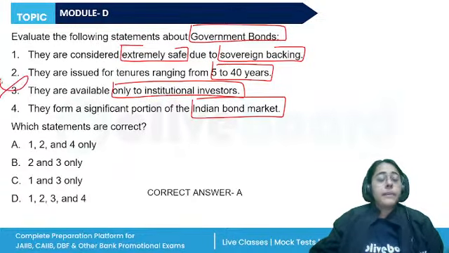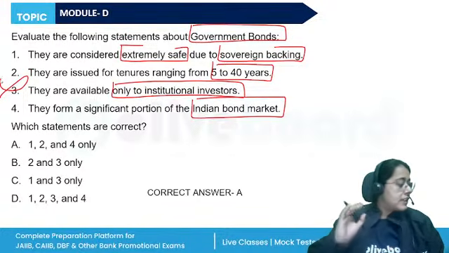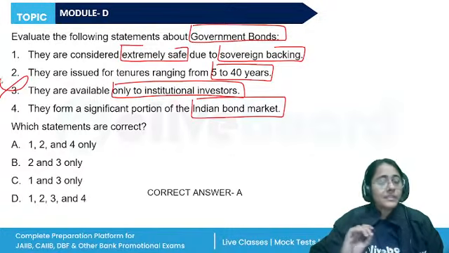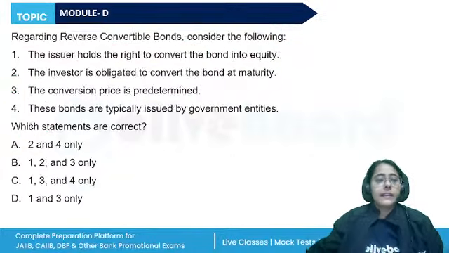They are available not only to the institutional investors, they are also issued to the commercial banks, individual investors, cooperative banks. Large as well as small investors can subscribe to government bonds. So 1, 2, and 4 are correct.